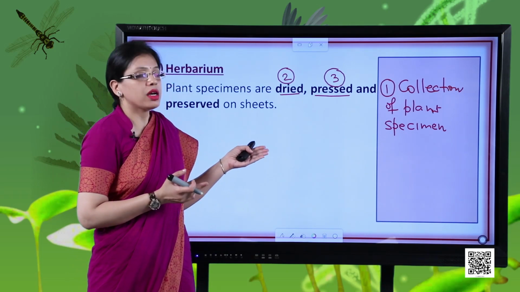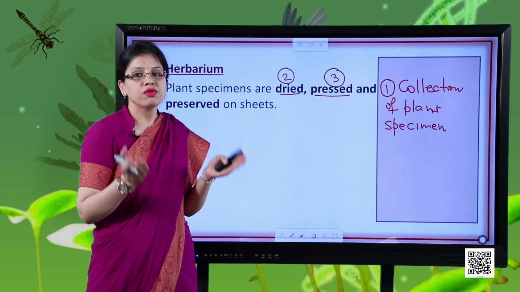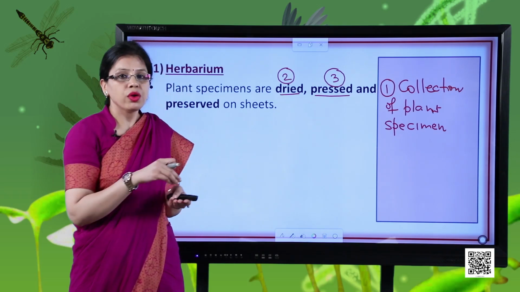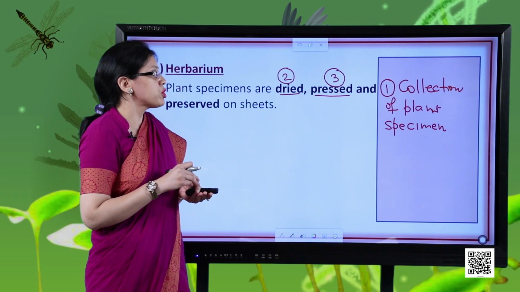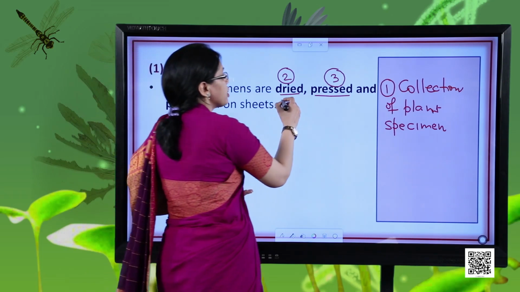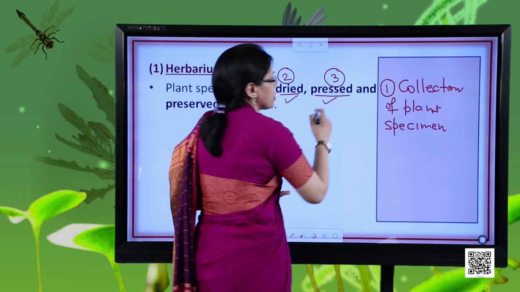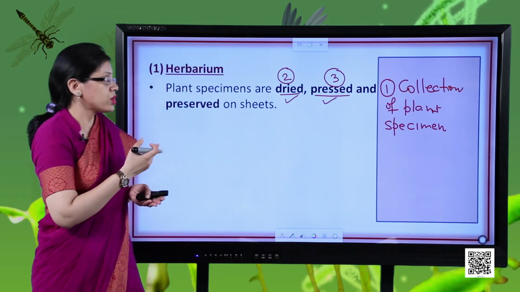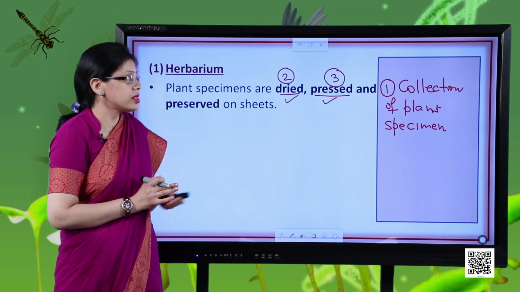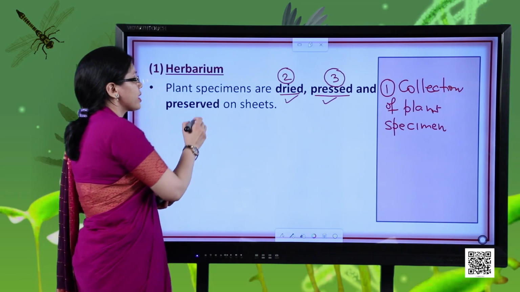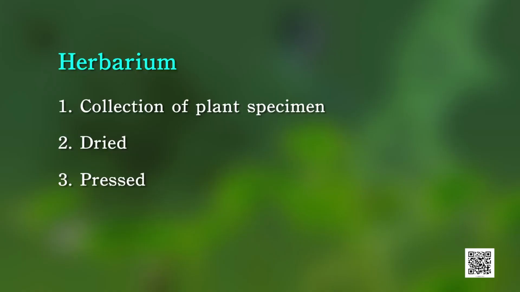So you will take your plant specimen, you will place it between the folds of old newspaper, put a weight on it, and after some time you will find that your plant specimen will be perfectly dried and pressed. Okay? So once you have done that, your step number 2 and 3 will be completed. Now you will be left with the next step, which is also the last. That is, you need to preserve this dried and pressed plant specimen on the sheets.